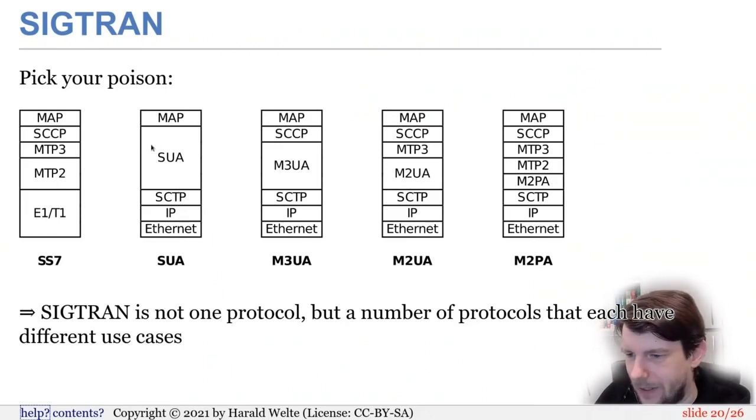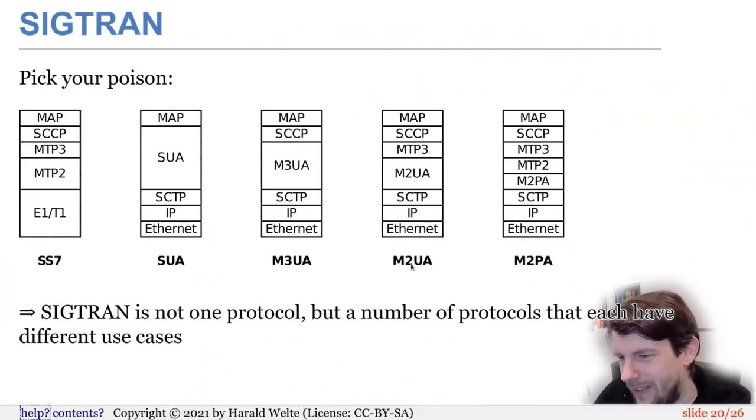introduces this SCCP user adaptation layer, and then directly in there you have the SCCP user, right? MAP is the SCCP user. SCCP is the MTP3 user. MTP3 is the MTP2 user, and so on in this context. So SCCP user adaptation takes whatever is above SCCP and glues that on top of IP. With M3UA, we take the MTP3 user, which is SCCP, and we transplant that over here. We add our MTP3 user adaptation layer over SCTP over IP and so on.